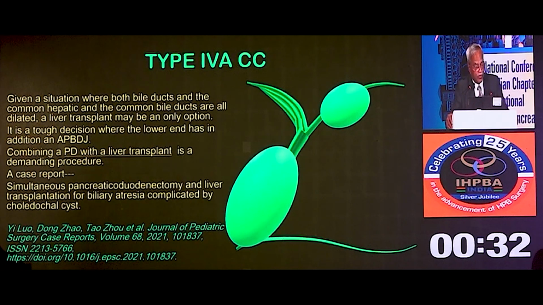And from China, we had one center which started off with an orthotopic liver transplant, found that the biliary cyst was too fibrotic and could not be resected, and they were forced to do a pancreaticoduodenectomy at the same time, though they did say that they would rather have done it sequentially.